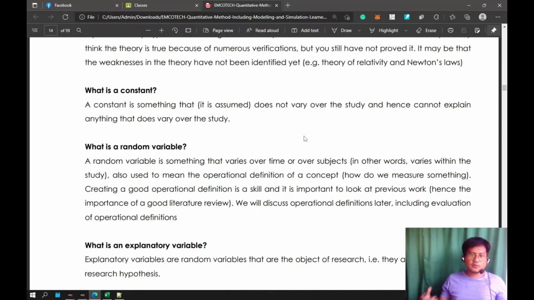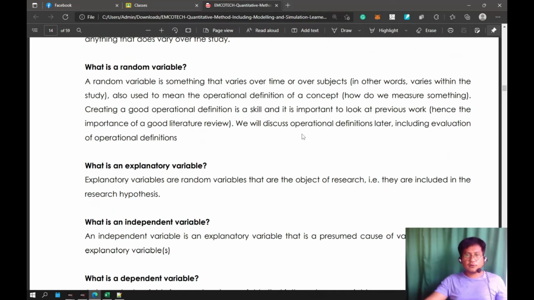And then the next one is, what is a random variable? You see, a random variable is something that varies over time or over subjects. So in other words, it varies within the study. So it changes, a random variable. Also used to mean the operational definition of a concept. How do we measure something? Creating a good operational definition is a skill, and it is important to look at previous work. Hence the importance of a good literature review. So we will discuss operational definitions later, including evaluation and operational definitions.